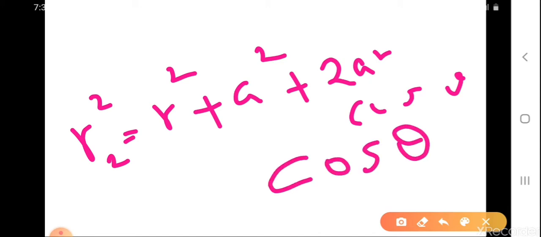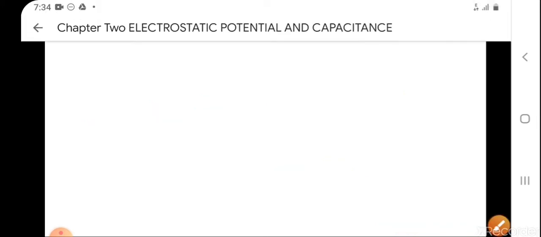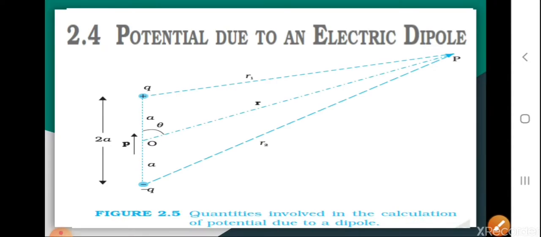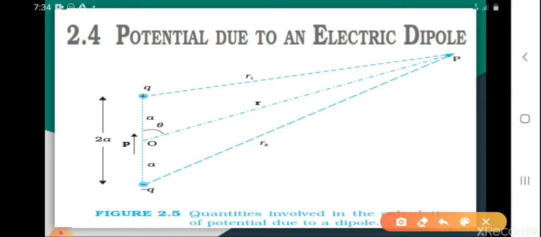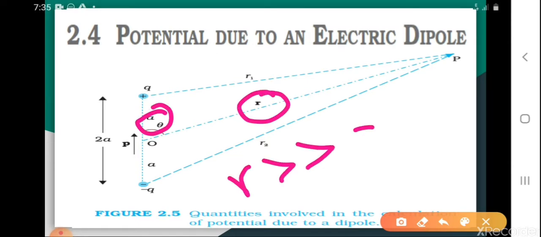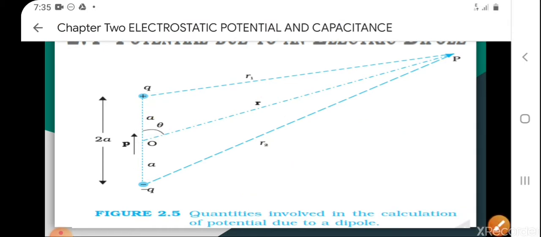Cos theta. Okay, 2AR cos theta. Now, next step. When we consider this point, R is much greater than A. So what we can do is rewrite the equation. Look at that equation. It is given in your textbook.